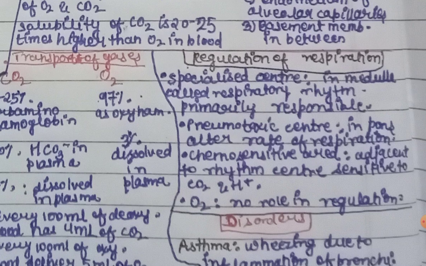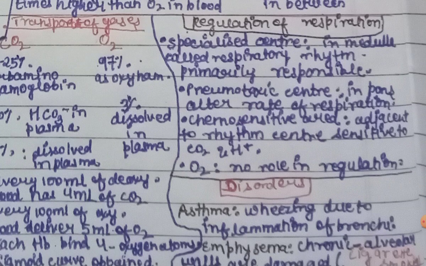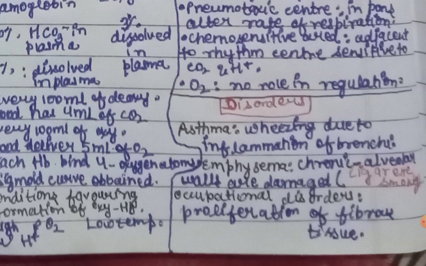Regulation of respiration. A specialized center is present in the medulla called respiratory rhythm center, primarily responsible for respiration. Pneumotaxic center is present in the pons region of the brain and it alters the rate of respiration. Then chemosensitive area adjacent to rhythm center is sensitive to carbon dioxide and hydrogen ion. Oxygen has no role in regulation of respiration.